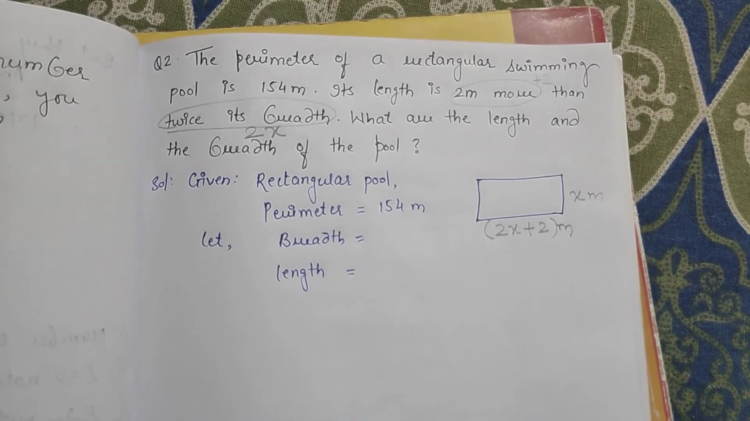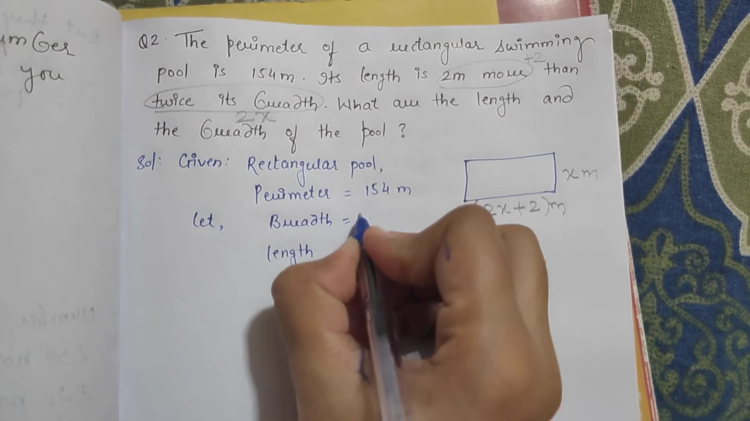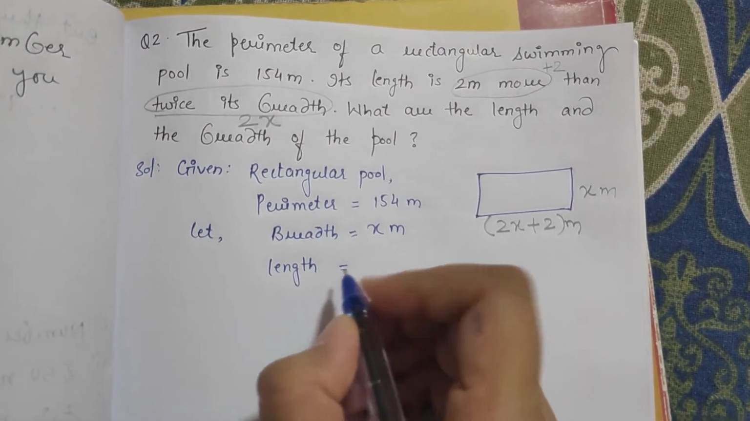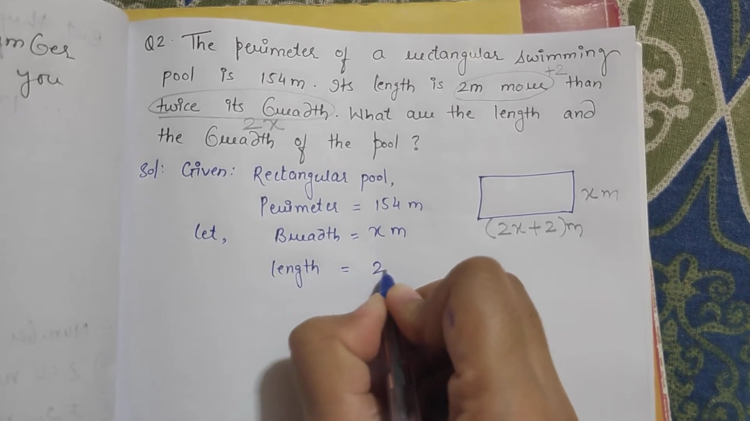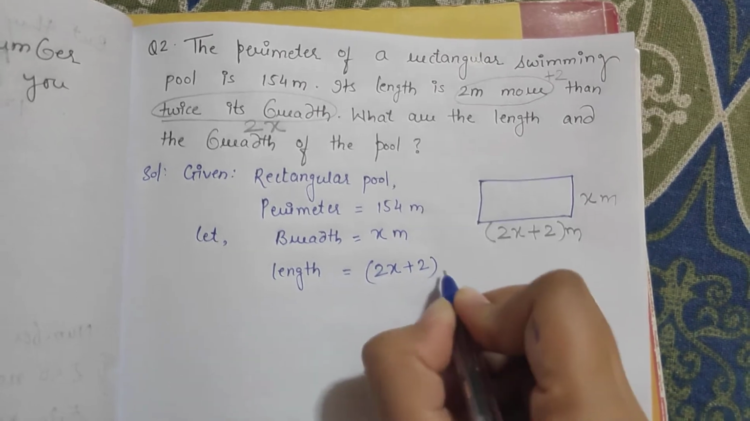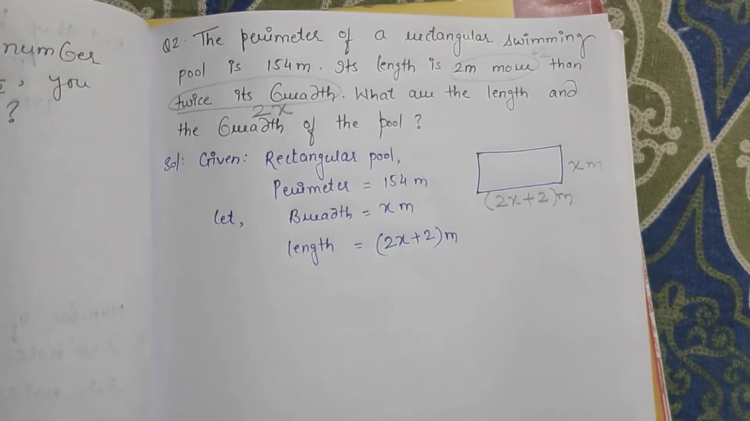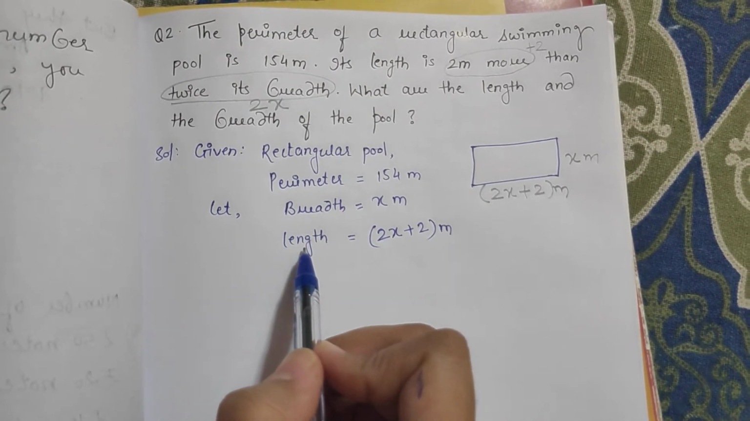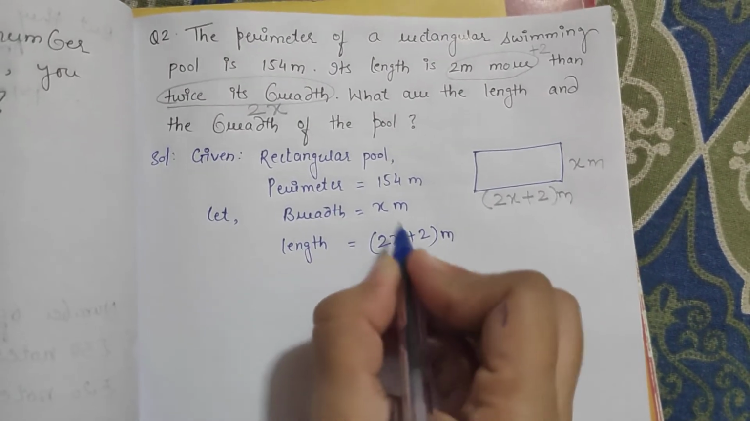So here we can say that let breadth be x meter. If breadth is x meter, we can take length as 2 times breadth plus 2 meter more. So this is the length of this rectangular swimming pool. Now we have to find out the value of breadth and length. Now let us form this equation.